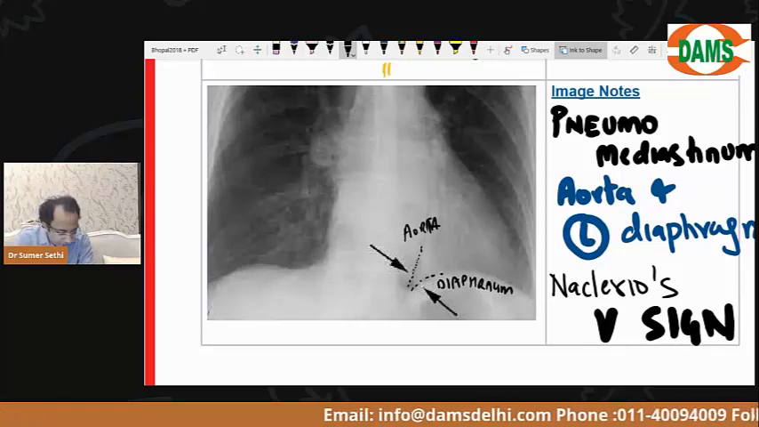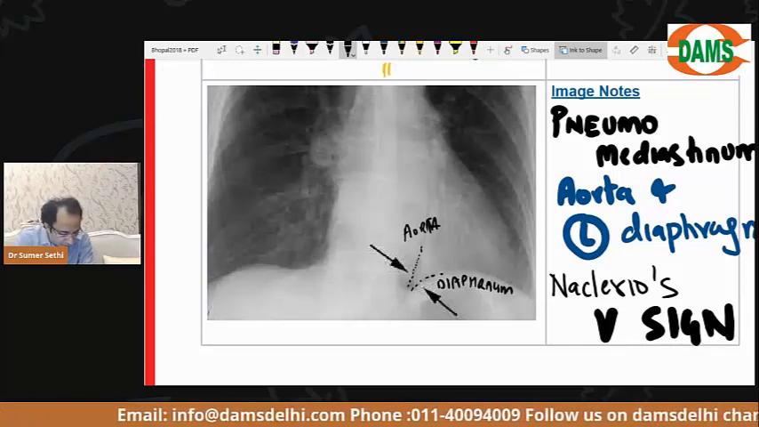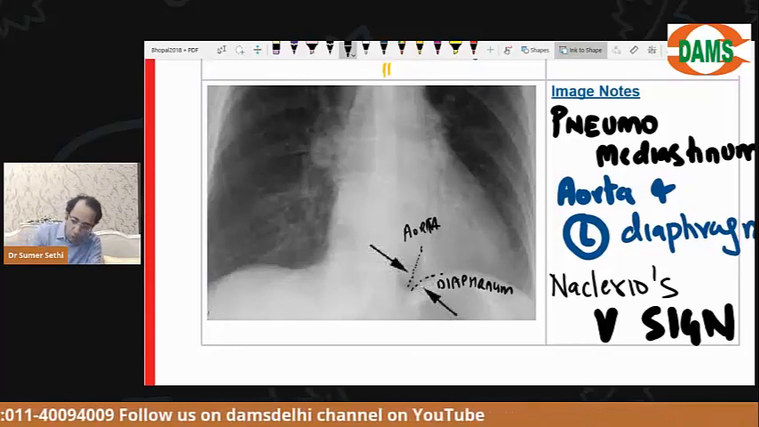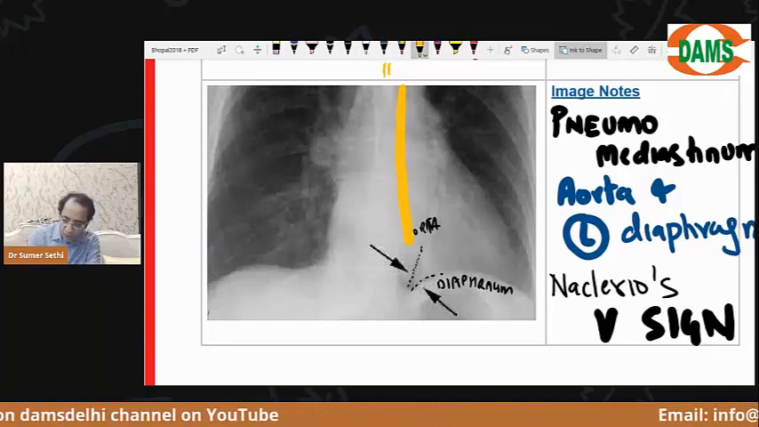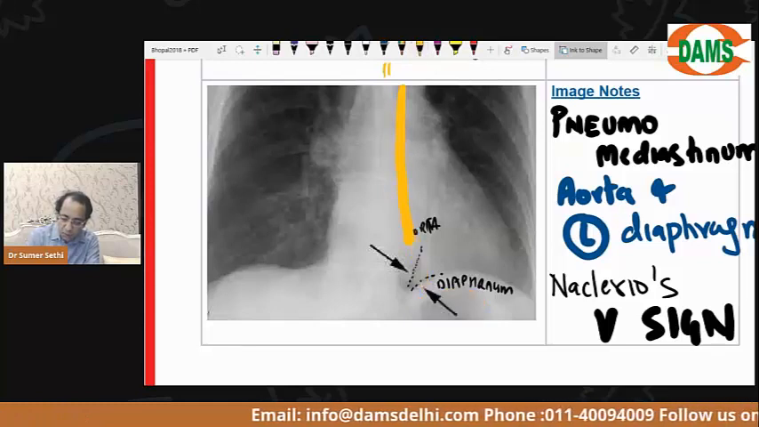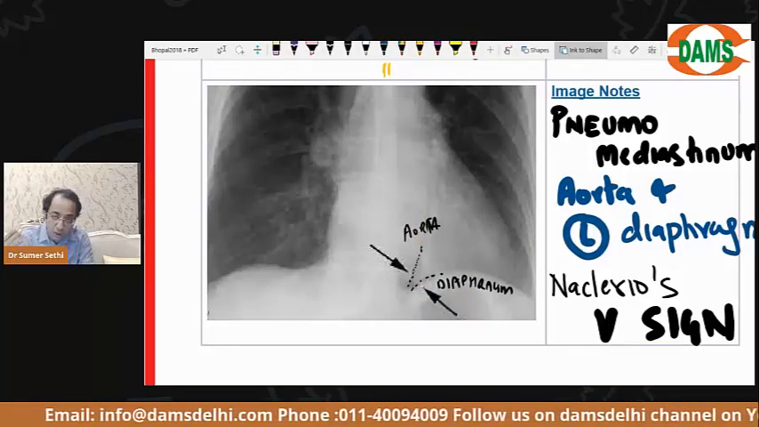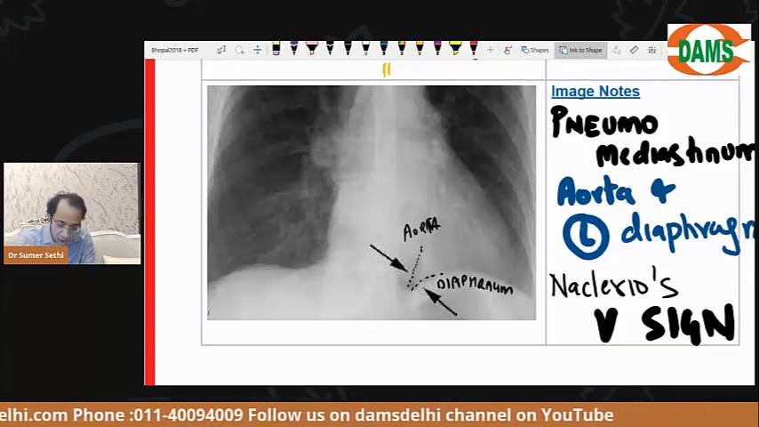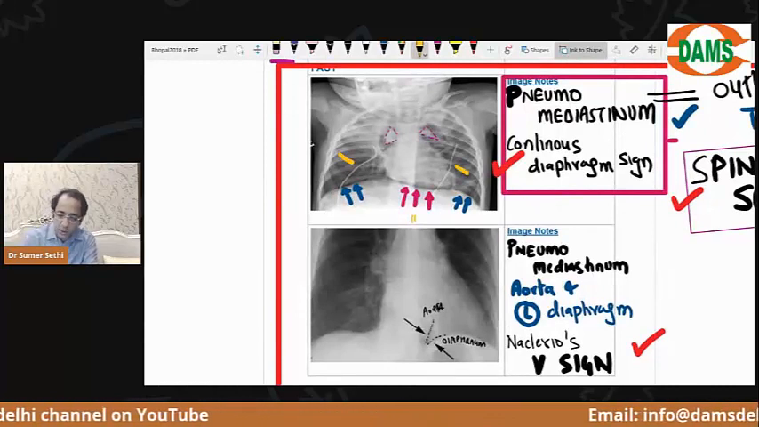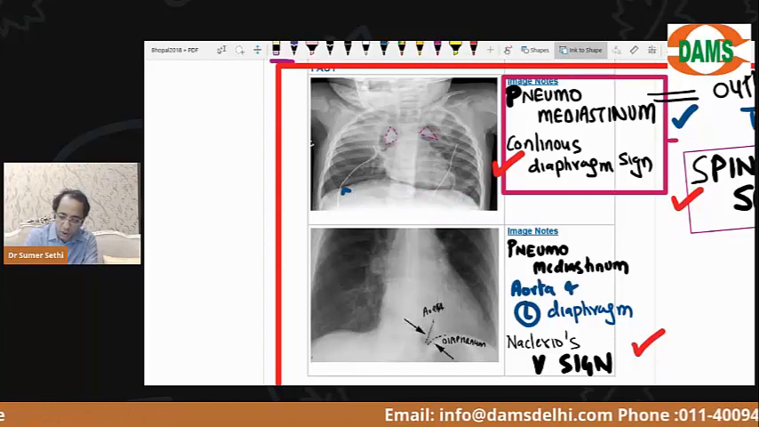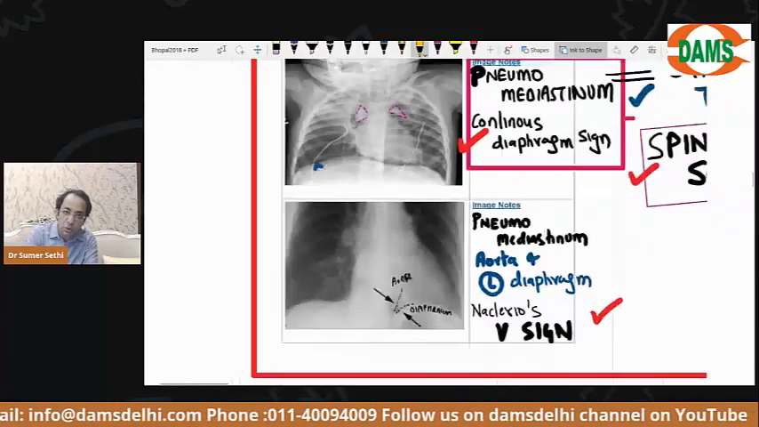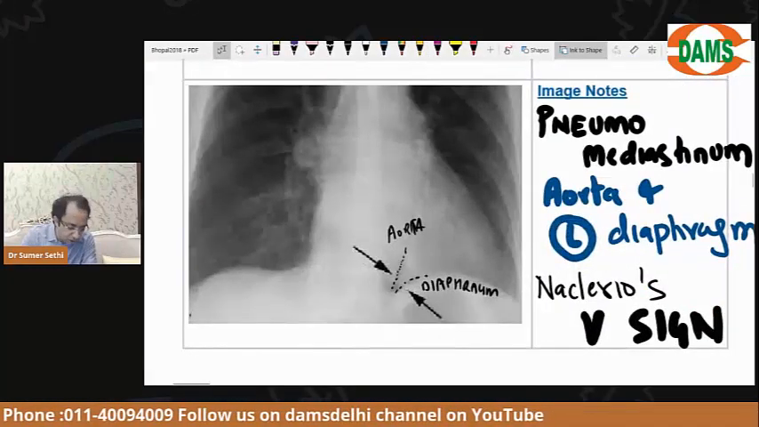Which wire? I did not show you any wire in this. You're not listening to me. All I showed you was where the esophagus is located, and where the stomach is located. This is the reason why the Naclerio V sign forms on the left side between the aorta and the diaphragm. These wires are nothing but simple ECG electrodes which are used in ICUs and all. They're nothing to worry about.